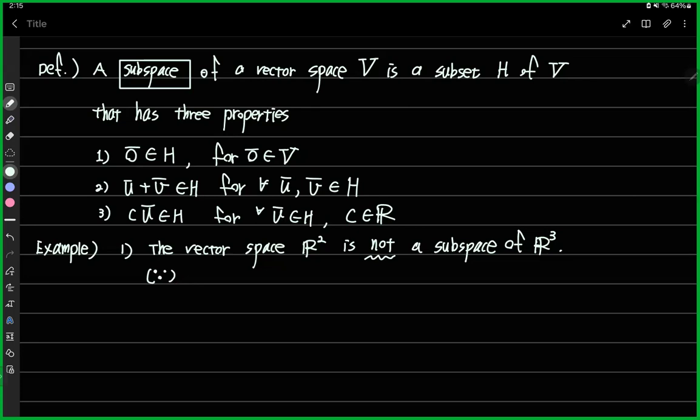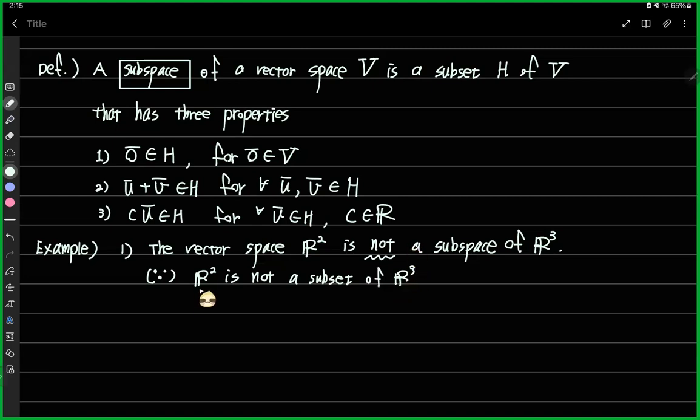R2 is not a subspace of R3 because R2 is not a what? Subset of R3. A subset. So when you want to figure out whether or not a given vector space is a subspace of R3, you should check that the vector space is a subset of the other space. Okay, that's the very first thing you have to do. It's not a subset of R3.